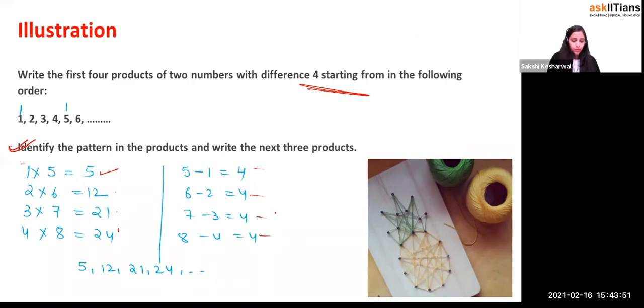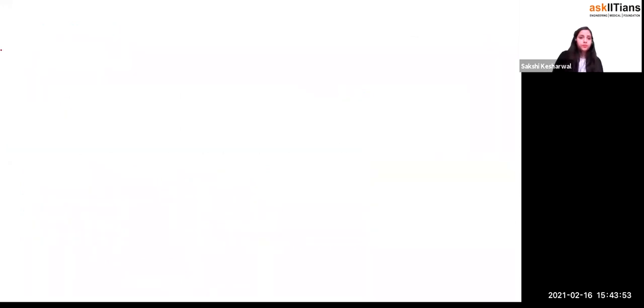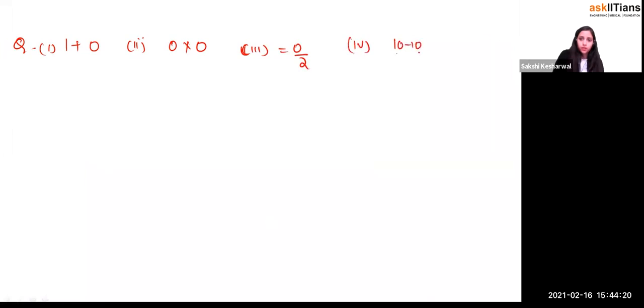Okay. Let's do some simple discussion over it. I was thinking what I have to teach. Okay, if I say option A is 1 plus 0, then option number 2 is what? 0 into 0, option C. Option third is what? 0 by 2. And option number 4 is 10 minus 10 is equals to 0.